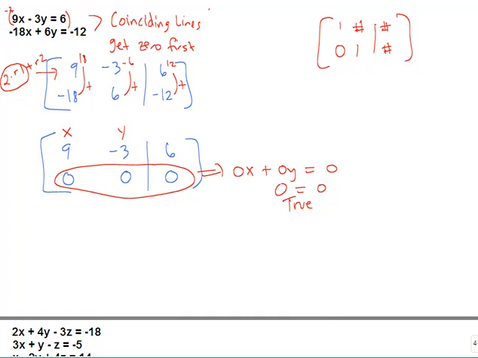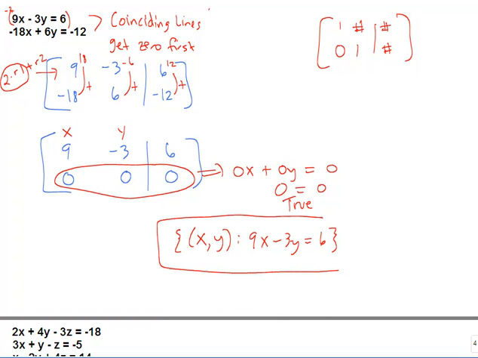Well, if you're looking for intersection points and these two lines are exactly the same line, then where do they intersect? They intersect in the line itself. So the kind of answer that we give here is an equation of a line, and we use a fancy notation for that. We use these curly braces, then we write parentheses x comma y, colon, and then pick either equation. Doesn't matter which one you use because they're both the same. I'll use the top one. Close this off with curly braces, and that is how you write your solution.